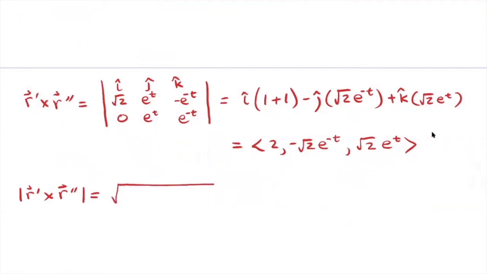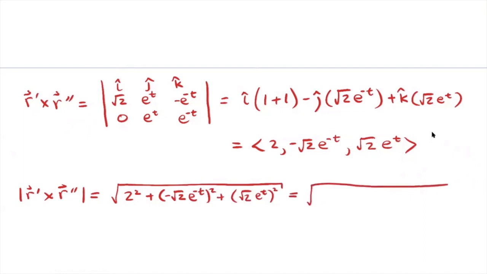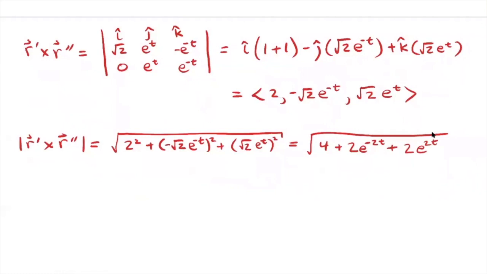So I'm going to take the square root of 2 squared plus negative root 2 e to the negative t, that's going to be squared, plus root 2 e to the t, that's going to be squared. So we get 4 plus 2 e to the negative 2t plus 2 e to the 2t, like that. Let's factor out a 2. If we rewrite this way, with a 2 in front, it looks like e to the 2t plus 2 plus e to the negative 2t.